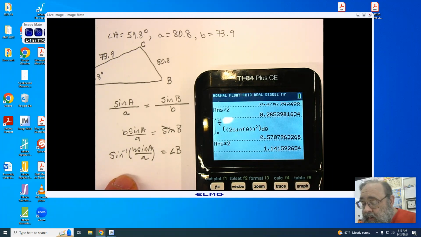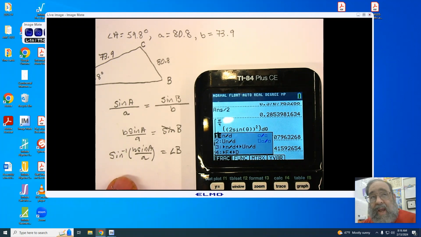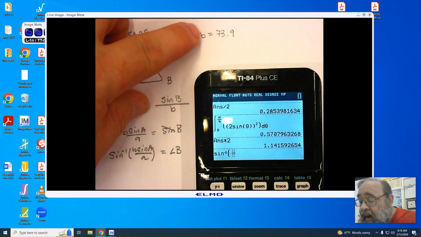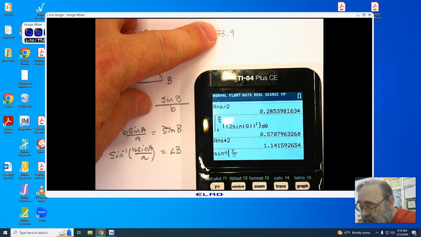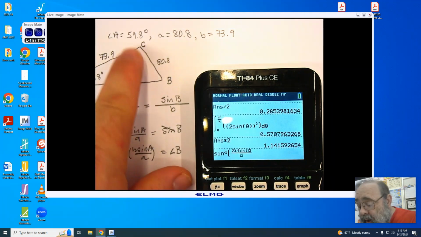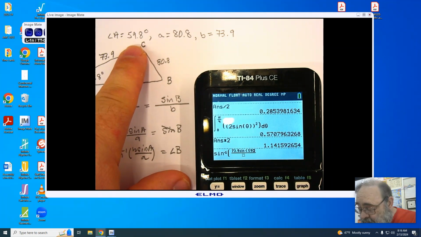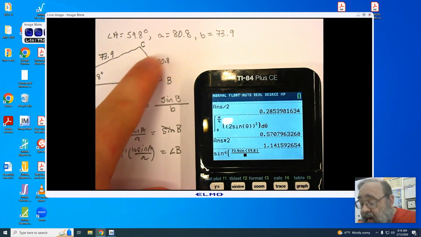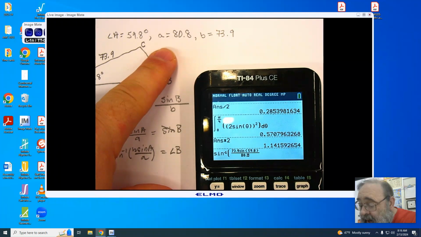Alrighty, here we go. Exactly as we see it, second sine, alpha y equals. Notice the alpha y equals gives us that fraction. And we can then put our side B, 73.9, and then our sine of angle A, which is 59.8. We're going to then divide by our A value, 80.8, and then hit close.